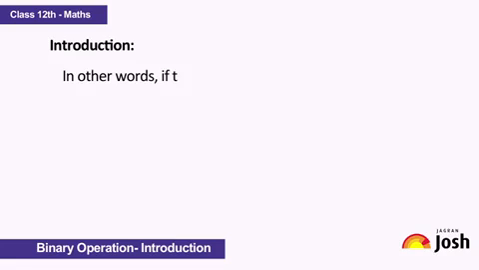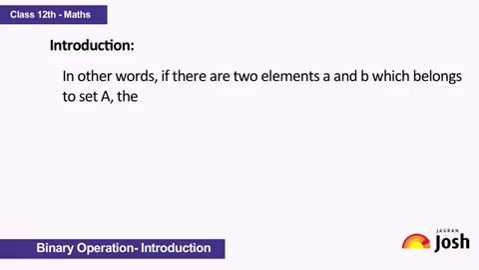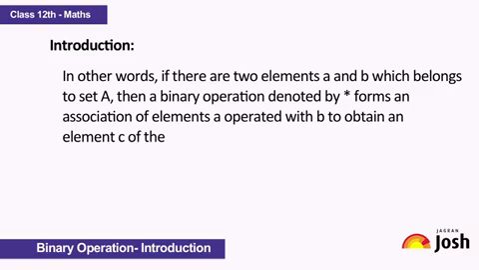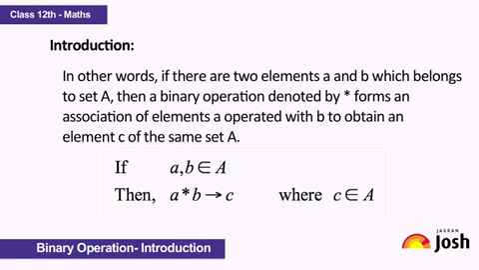In other words, if there are two elements a and b which belong to set A, then a binary operation denoted by star forms an association of element a operated with b to obtain an element c of the same set A. If a and b belong to A, then a star b tends to c, where c belongs to A.